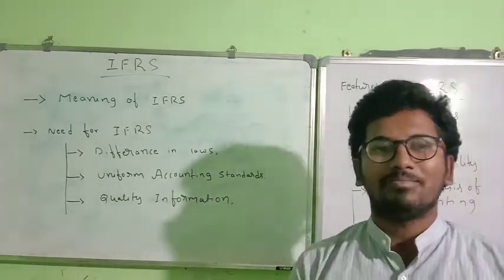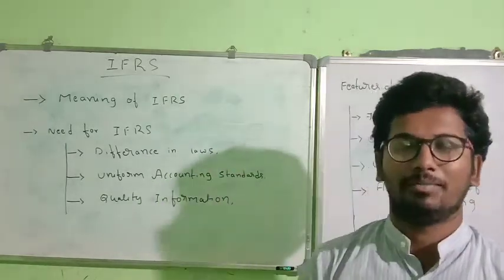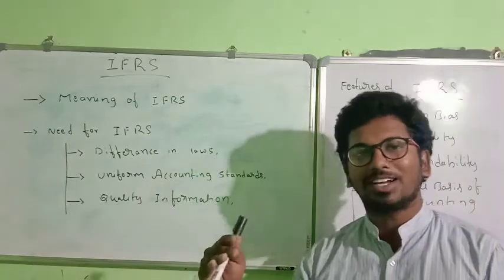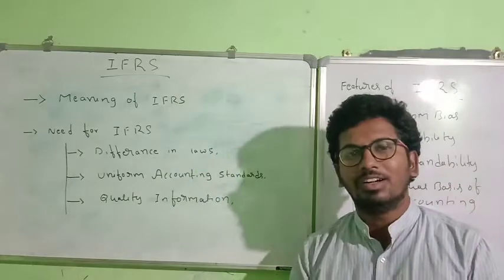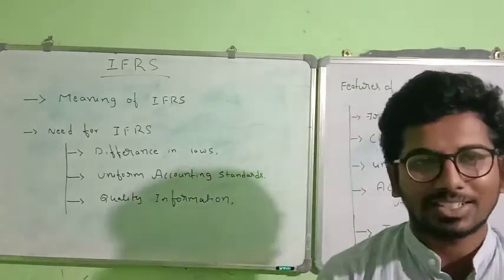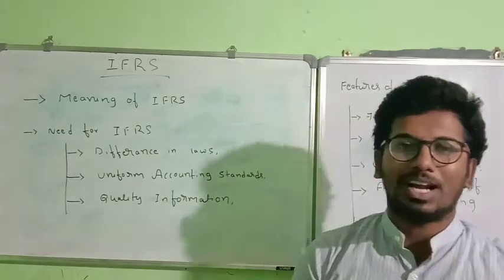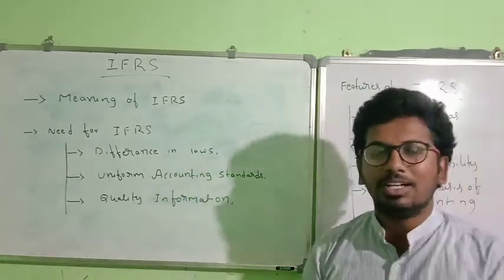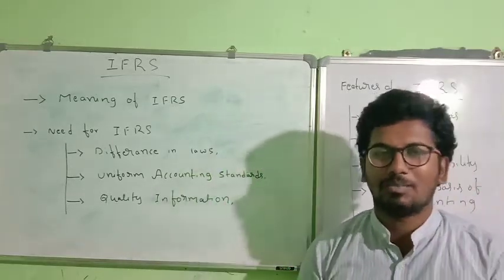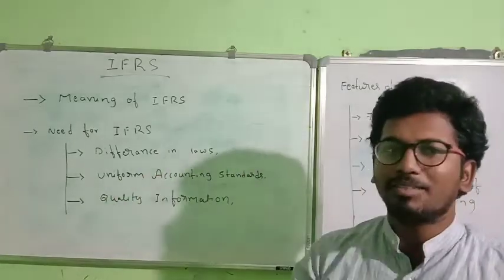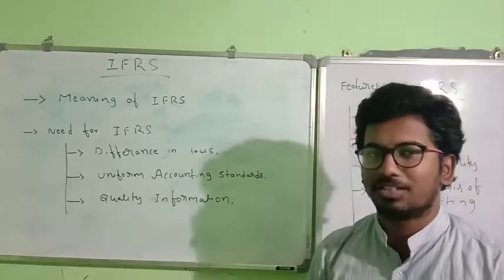The systems and regulations may not be the same in all countries, because every country has its own accounting body and its own accounting statute, which defines the rules and regulations. The government defines the taxation policies based on its needs and requirements. So what happens then? The accounting statements will not be the same. It affects the profits, and it affects the losses. So it is what we call difference in laws.